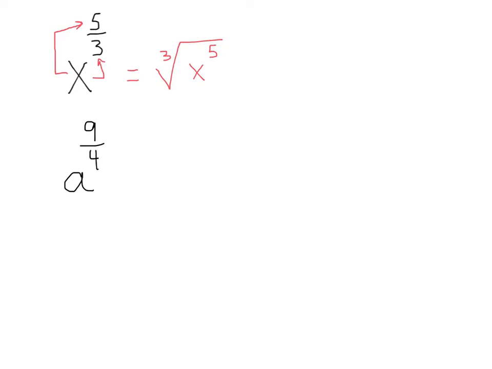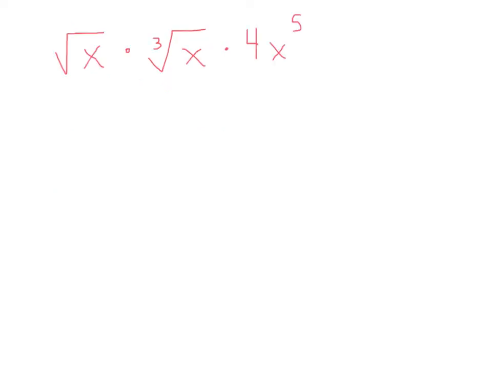Okay? Let's say I have a raised to the 9/4 power. What I'm saying here is a is being raised to the 9th power, and we're taking the 4th root of it, aren't we? So the way to write that would be the 4th root of a to the 9th power, wouldn't it?